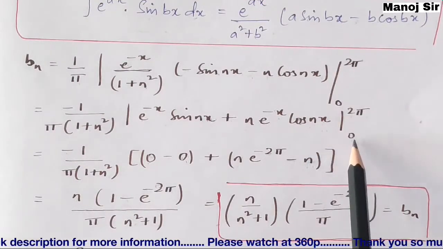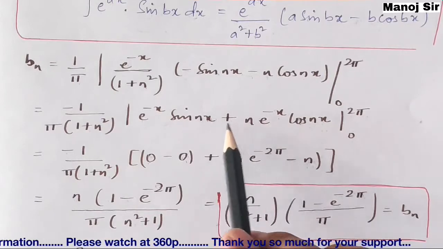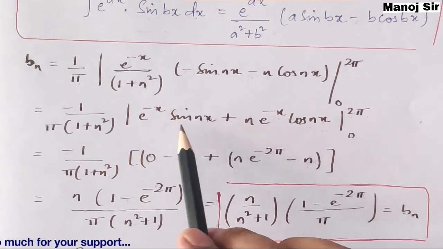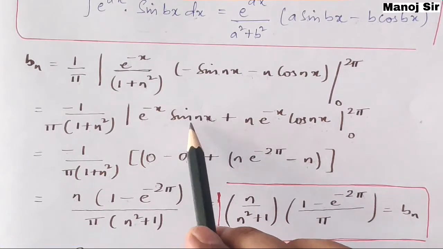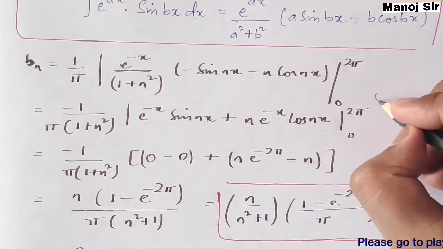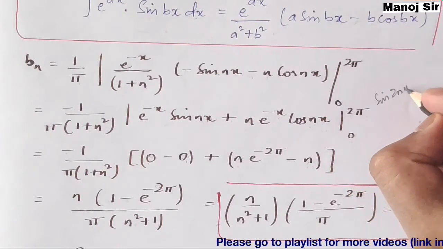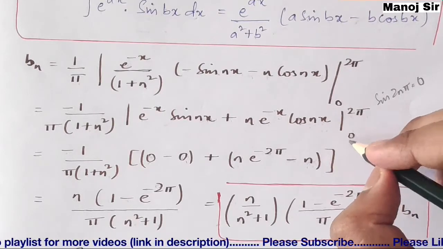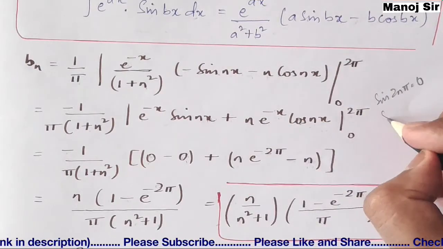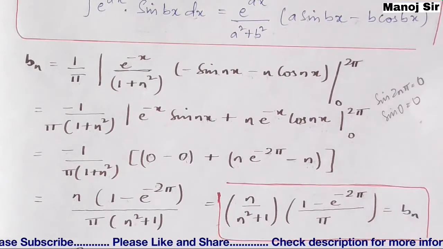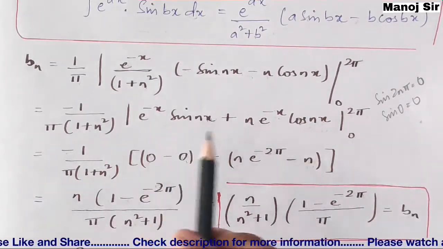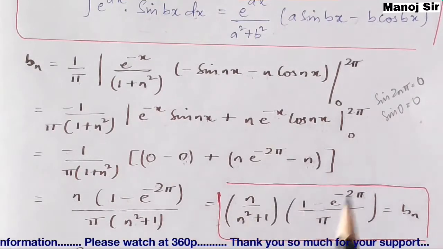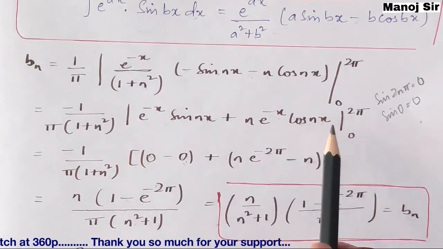Now if you put upper limit minus lower limit, since we know that if you put 2 pi in place of x, this is going to be sine of 2n pi. Sine of 2n pi is how much? 0. And if you put 0, the lower limit, in place of x, this is going to be sine of 0, that is again 0. So in both the cases, upper limit and lower limit, the term will become 0.